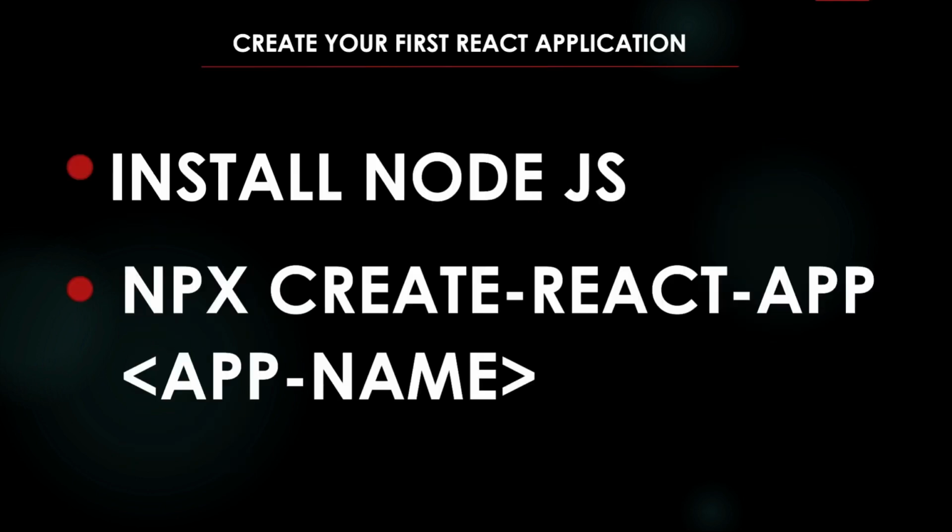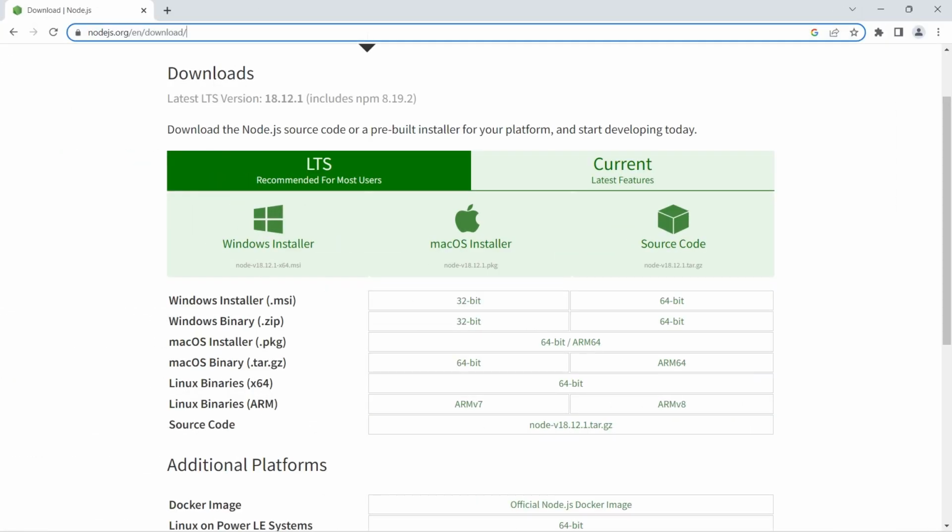This can be done in just two steps. First, you have to install Node.js, and then we will be using a command create-react-app to create our first React application. Browse for nodejs.org download and click on the first link.